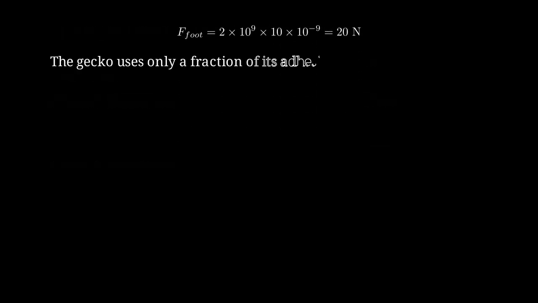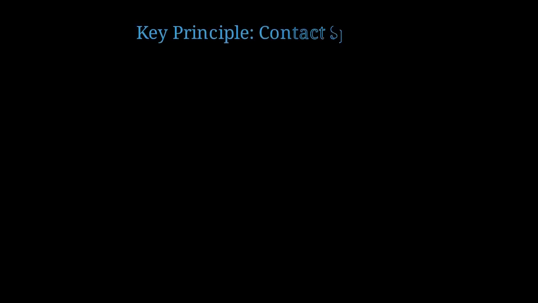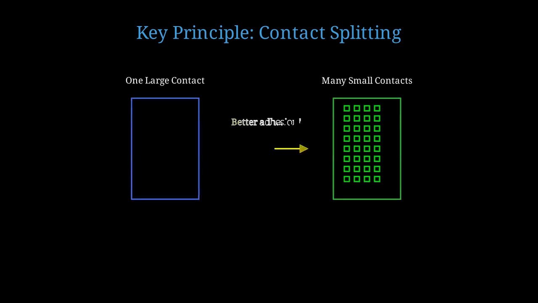In fact, the gecko typically uses only a small fraction of its adhesive capacity, giving it a large safety factor. The principle of contact splitting is now being applied in synthetic adhesives. By mimicking the gecko's hierarchical structure, engineers create materials with controllable adhesion. Compare a single large contact patch to many small ones. The split contacts conform better to rough surfaces and resist peeling more effectively.